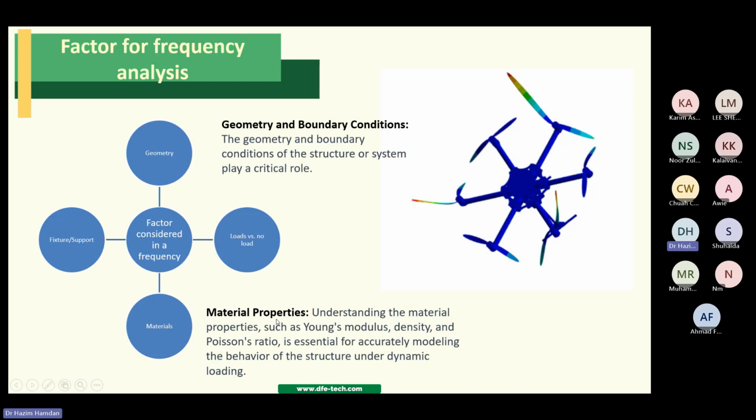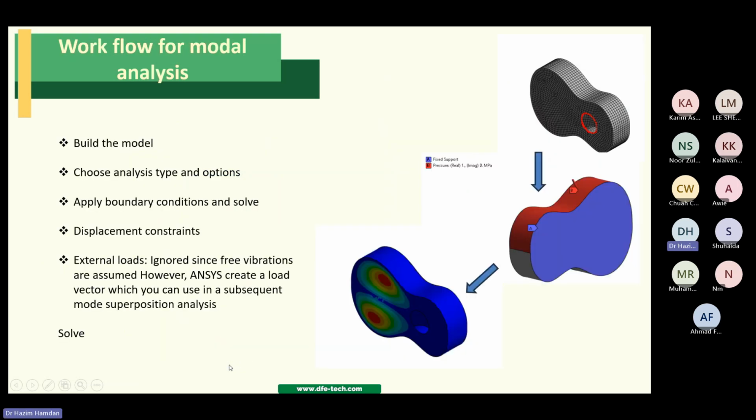Another factor is the material. Understanding the material properties such as Young's modulus, density, and Poisson's ratio is essential for accurately modeling the behavior of the structure under dynamic loading. So this is the workflow for the modal analysis.